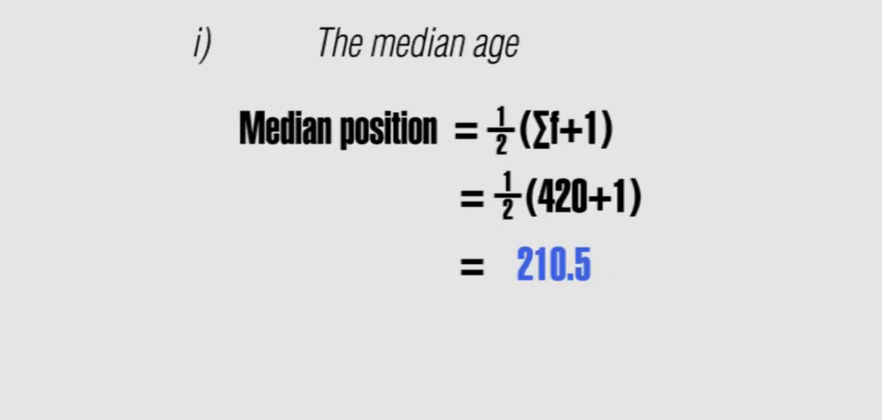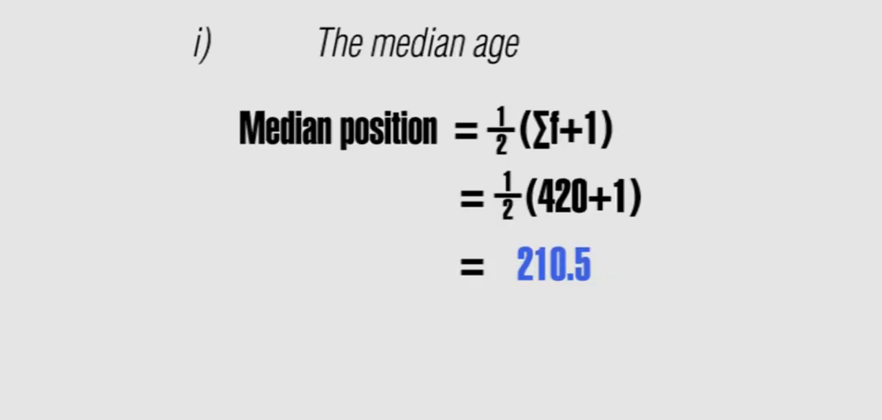Second thing you do, you indicate it on the graph. And third is to read the value. Now, to find the position, we set it as 1/2 of the total frequency position. But we add 1 to the total frequency, because this is the median. It's the median. Means the middle part.